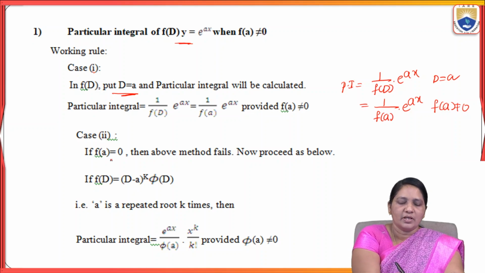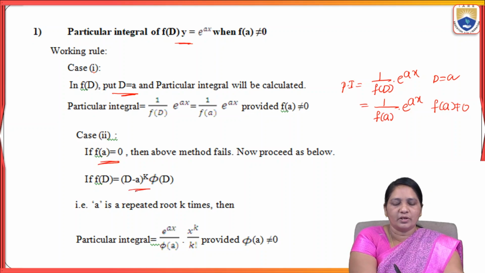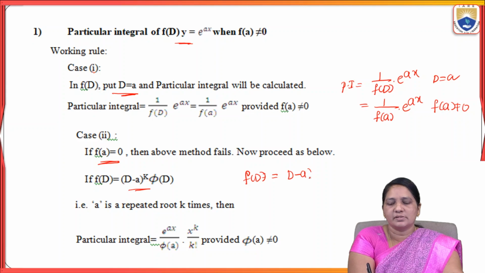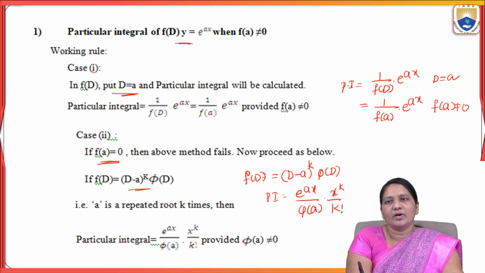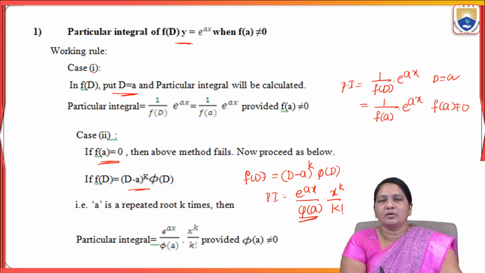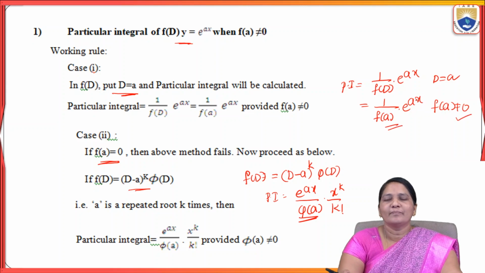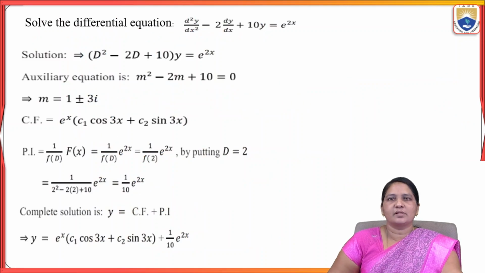In the same way, if f of a equals 0, what value do we write here? That is, f of D equals the form (D minus a) whole power k into phi of D. Here the formula for the P.I. is e power ax by phi of a into x power k by k factorial. Here phi of a should not be equal to 0. So if f of a is not equal to 0, this is the form 1 by f of a e power ax. If f of a equals 0, we get this form, x power k by k factorial. To get better clarity, we are moving on with one example.